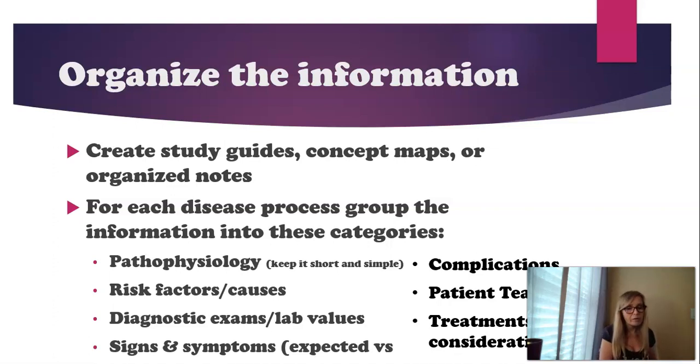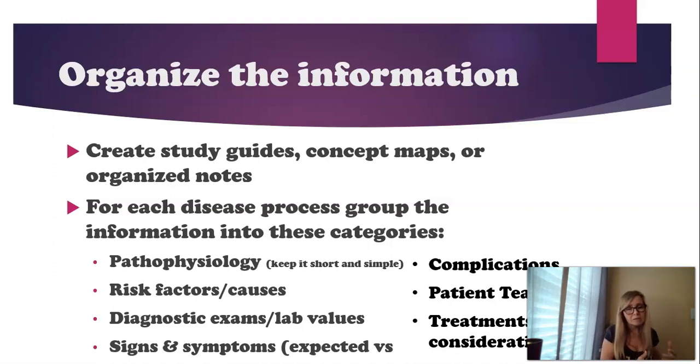For example, if you have somebody getting a CAT scan with IV contrast, you would always want to make sure that you remember to check the BUN and creatinine and the GFR before, because IV contrast is hard on the kidneys. Signs and symptoms, expected versus unexpected. So you want to make sure you have both of those in there.